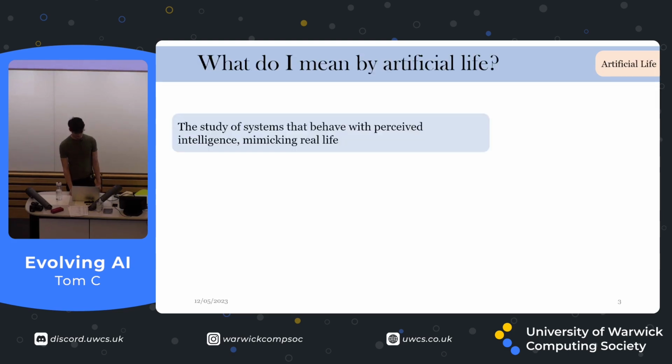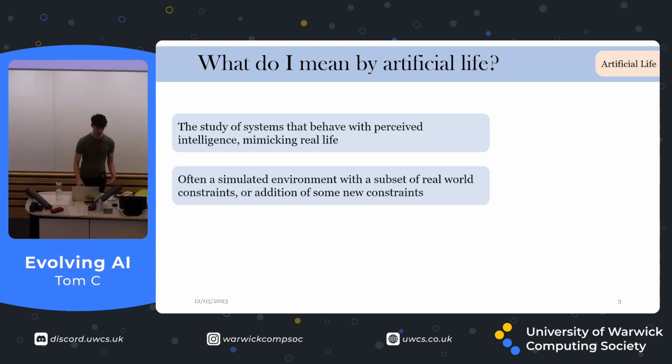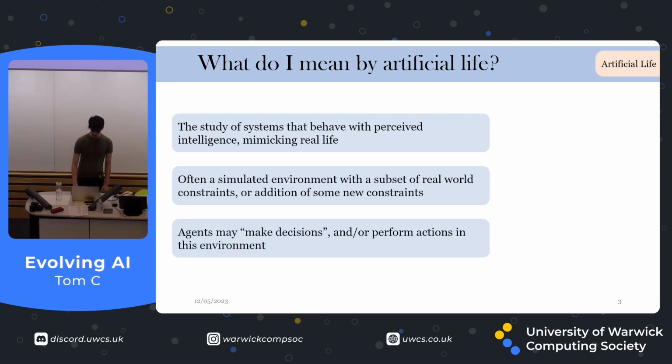So to start off, by artificial life, I basically mean the study of systems that emulate life in a digital way. These can often use a subset of real-world constraints, but sometimes you can add new constraints to those worlds. Agents in these worlds are essentially the creatures that live there, and they can make decisions based on their senses of that environment.